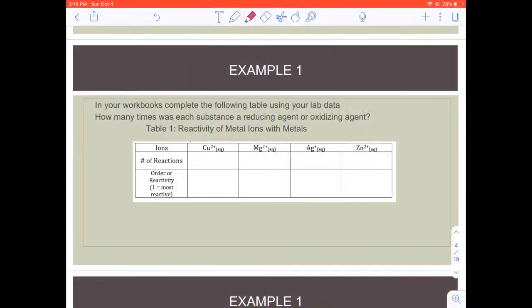Now find this chart in your workbook and fill it in based on the half reactions we've just written. Look at each of your ions for half reactions and decide how many reactions each of your cations has undergone. So how many times did your copper ion react, your magnesium ion, etc. Then order the reactivity, 1 being the cation that reacted the most and 4 being the cation that reacted the least. You can pause the video right now as you finish this up, and then we'll go to the answer.